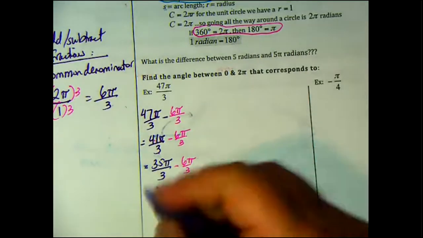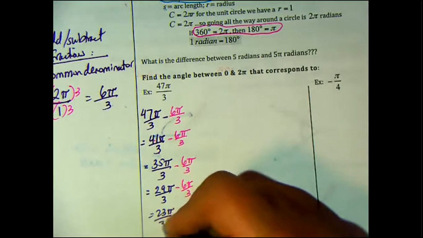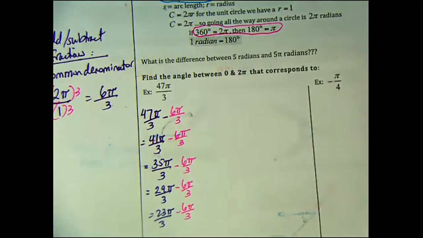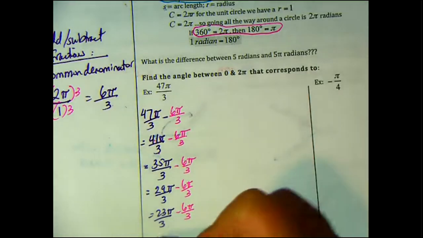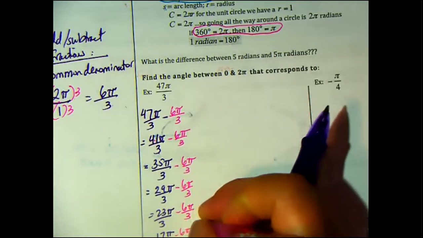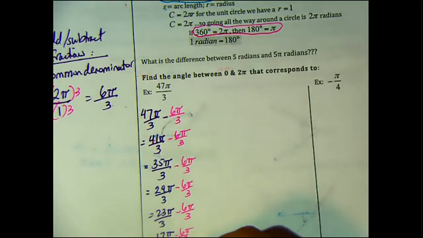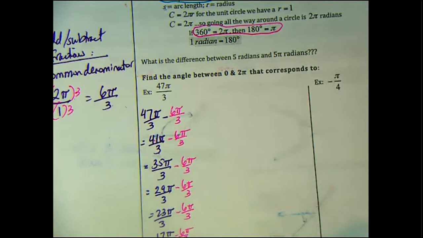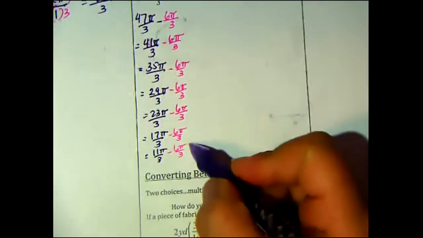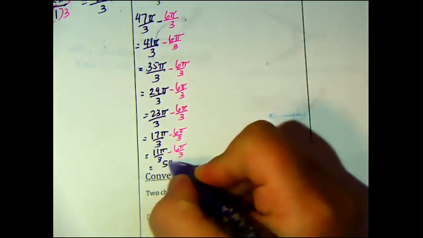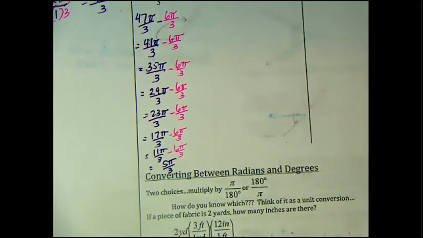Keep subtracting that. So that's going to be 23 pi over 3. If I'm making any mistakes on my math, please let me know. Subtract another 2 pi. That's going to be 17 pi over 3. Subtract another 6 pi over 3. Okay, that's going to be 11 pi over 3. I'm getting close here, ladies and gentlemen. Subtract another 6 pi over 3. 11 pi minus, oh, sorry, that is way down. 11 pi minus 6 pi is going to be 5 pi over 3. Oh boy, finally.